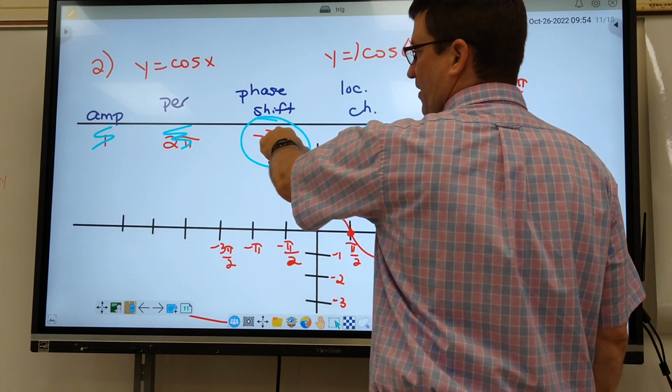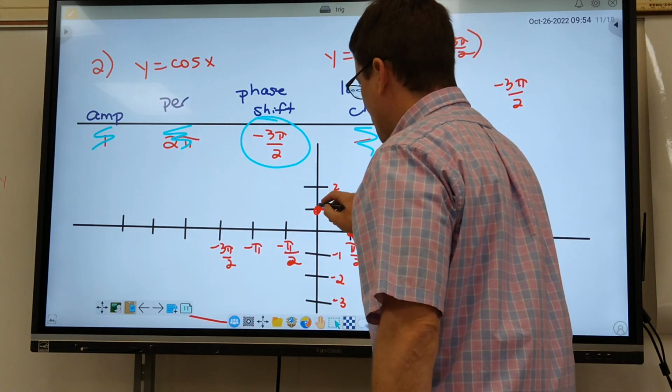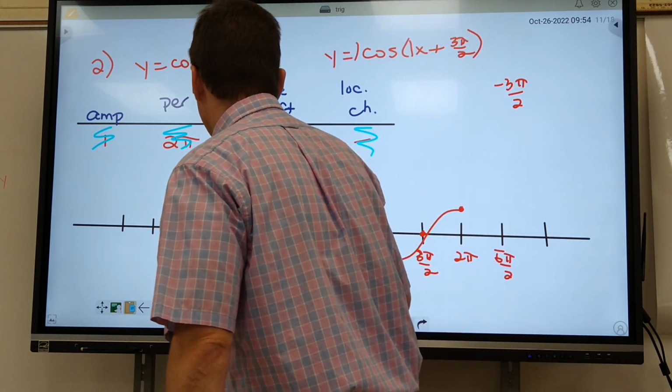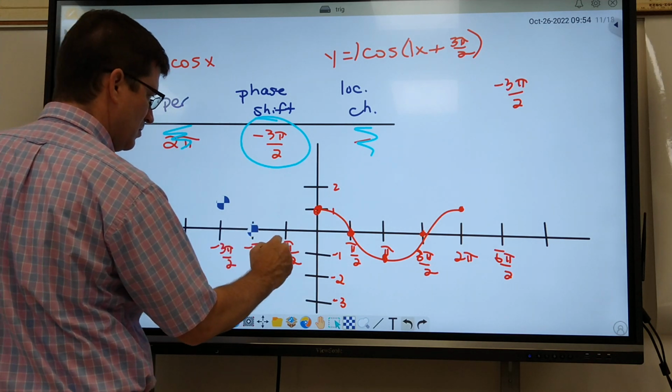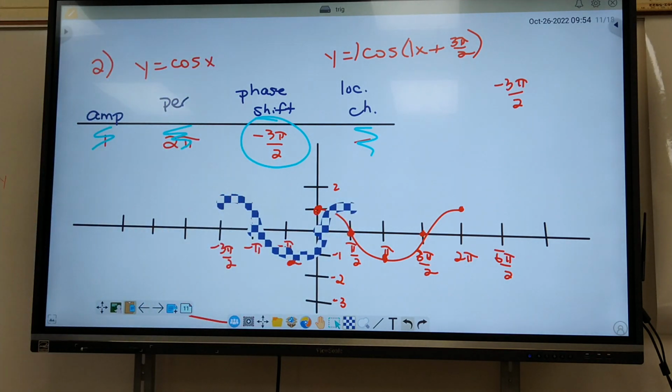It says shift it to -3 pi over 2. Take your graph, shift it down here. So instead of starting it there, I started at -3 pi over 2. Draw your shape. This is your final answer, so this one needs to be in color. The only one to draw in color is your final graph.